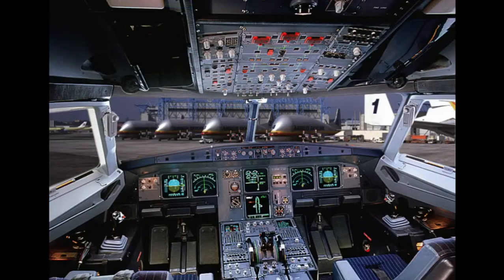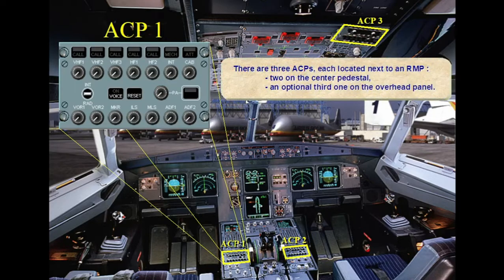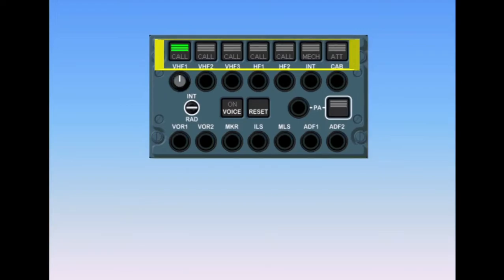There are three ACPs, each located next to an RMP, two on the center pedestal, and an optional third one on the overhead panel. Let's look at the different controls of the ACP. The transmission keys enable you to select any radio or interphone system. A green light illuminates on the selected key. Only one transmission key can be selected at a time.